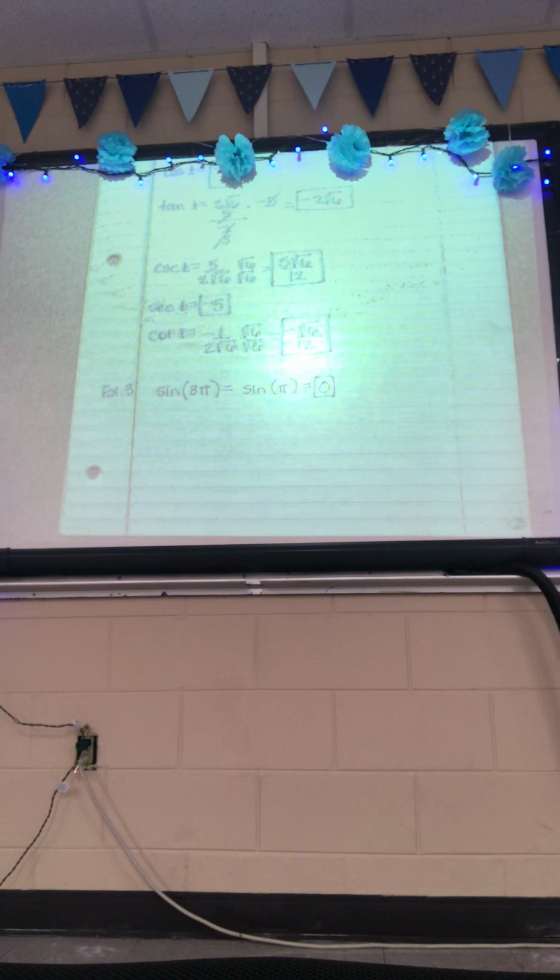Coterminal. It's also coterminal to 5 pi, 7 pi, 9 pi. Coterminal, yes. The odds are on the left, is what you're telling me. Odds are on the left. Yes. Evens on the right.